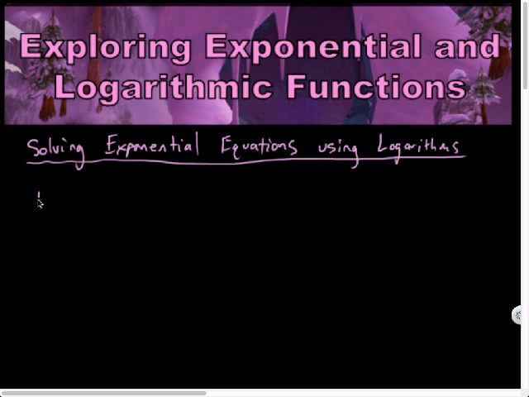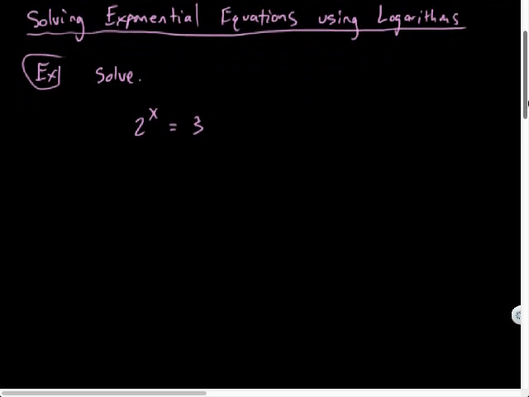Now, you might recall that we've been able to solve exponential equations when I could rewrite both of them in terms of the same base, right? But what happens if I want to solve something like 2 to the x equals 3? And we're like, oh man, I don't know what power to raise 2 to that would give me 3.